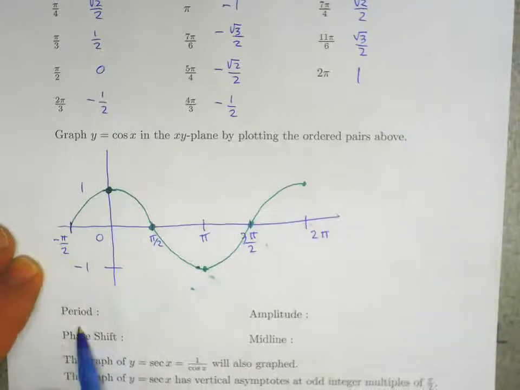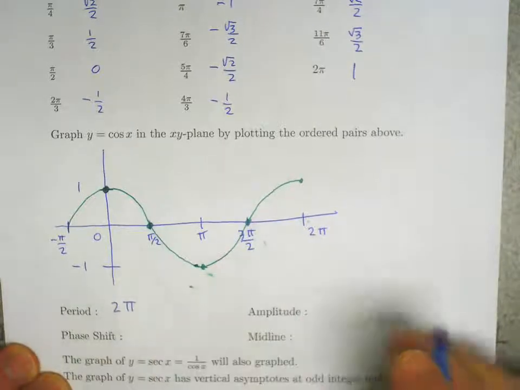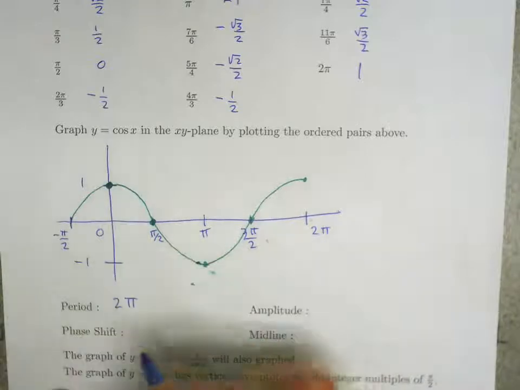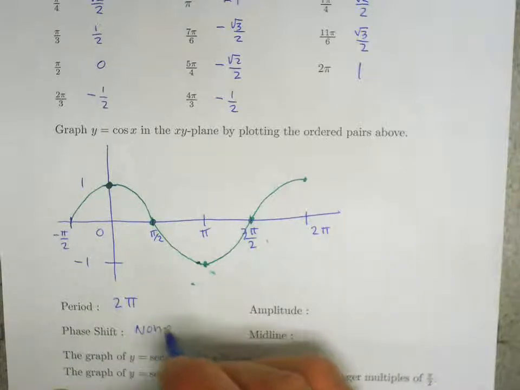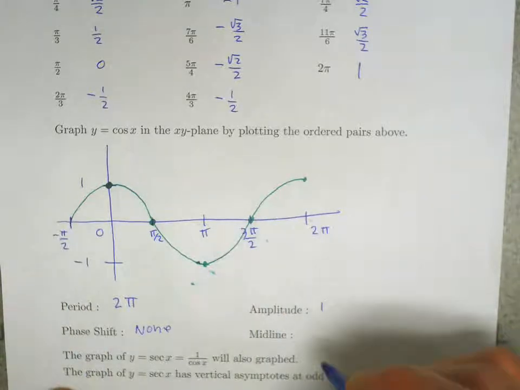Okay, but the period of this function is 2 pi. The phase shift for cosine, well, there isn't one for this one, even though I mentioned that if we use sine, it would have a phase shift. The amplitude is 1, and the midline is y equals 0.